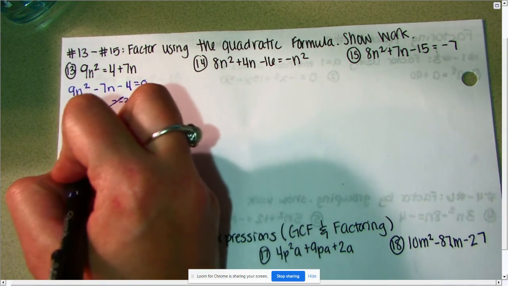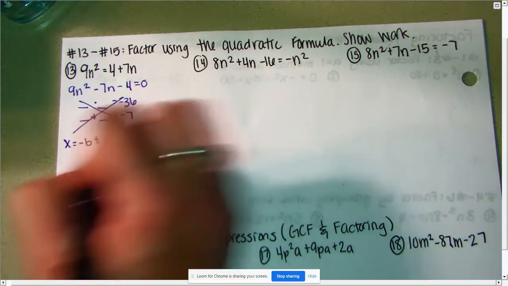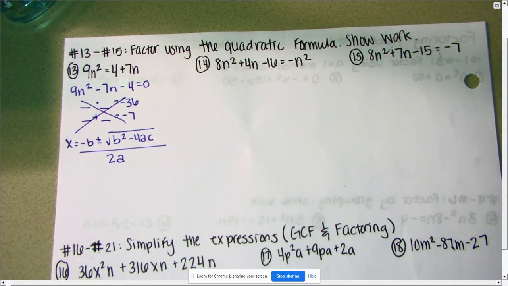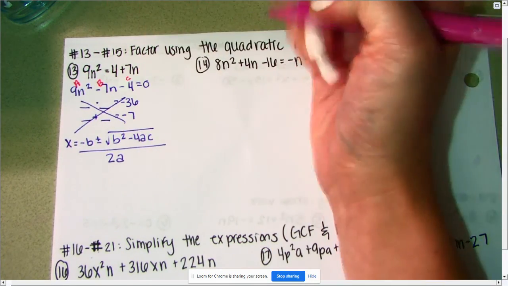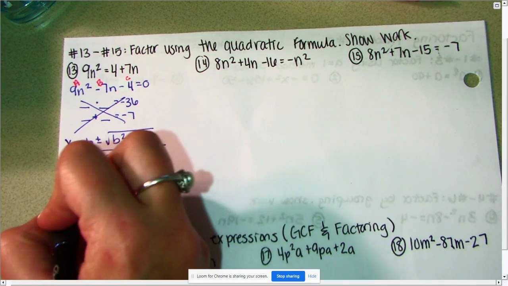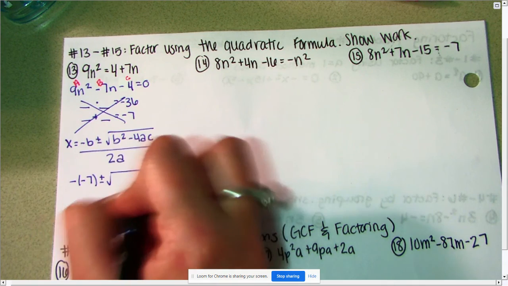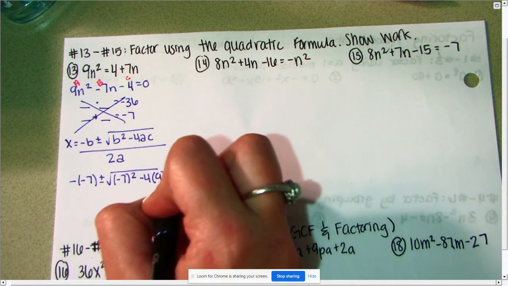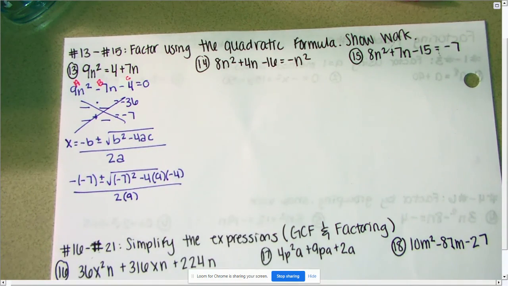x equals negative b plus or minus the square root of b squared minus 4ac all over 2a. So from here, I'm going to go ahead and label to make sure that we know 9 is a, negative 7 is b, and negative 4 is c. So now I will substitute. Negative 7 plus or minus the square root of negative 7 squared minus 4 times 9 times negative 4 all over 2 times 9. I'm just substituting.